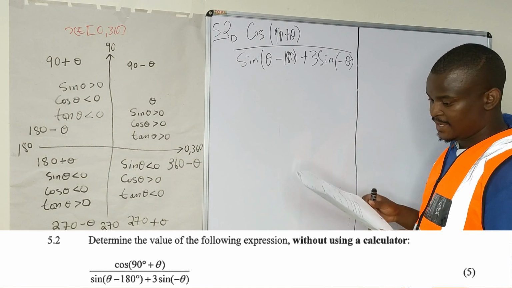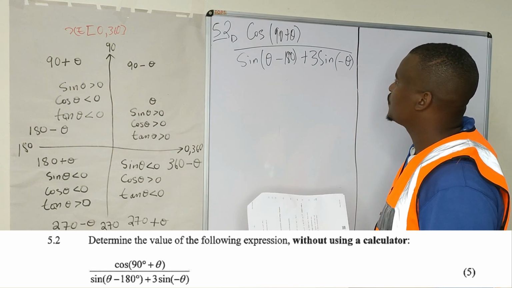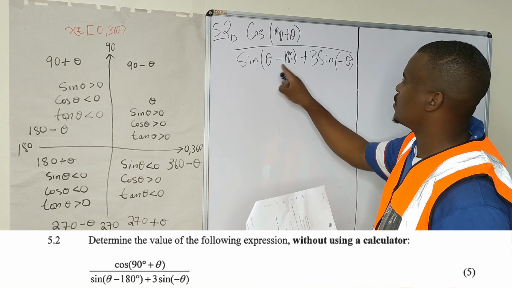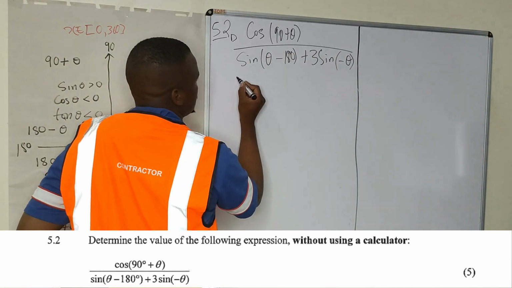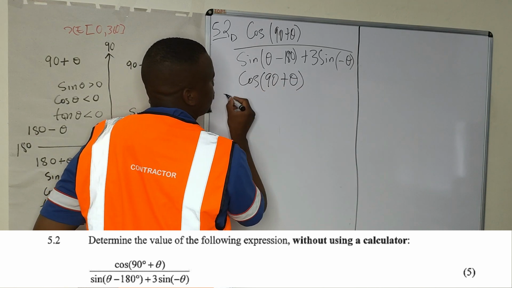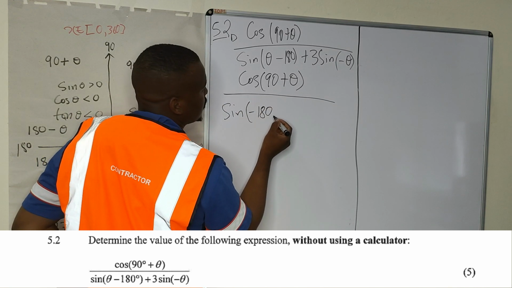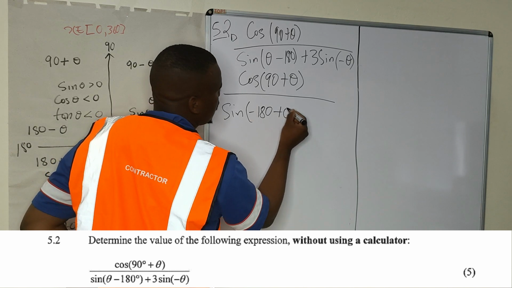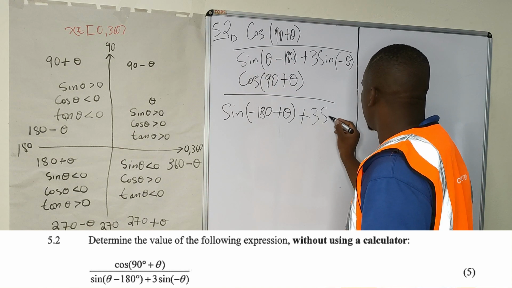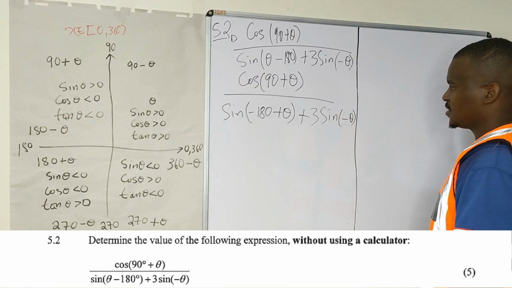So the first thing that you do is to arrange numbers so that they are on the front. That's what I do first. I don't like them when they are like this. So I say, okay, I have cos(90 plus theta) divided by sine(minus 180 plus theta) plus just 3 sine(minus theta). Are you happy with this?